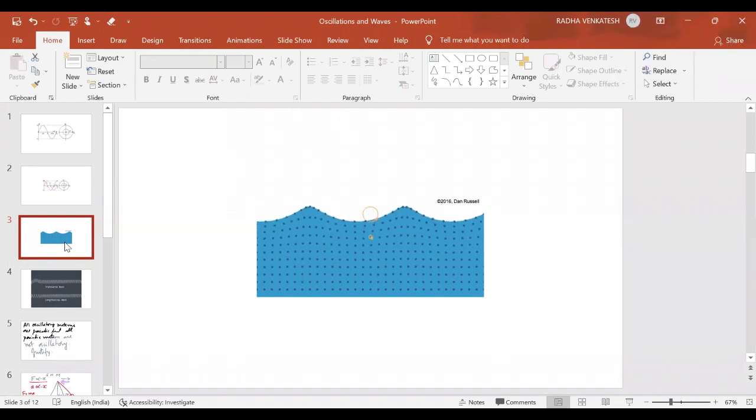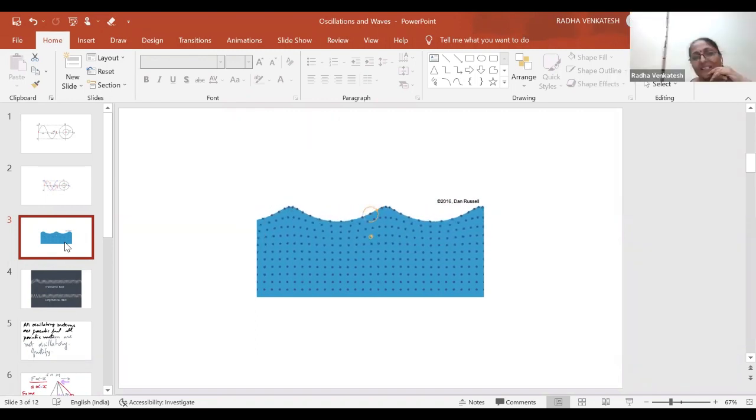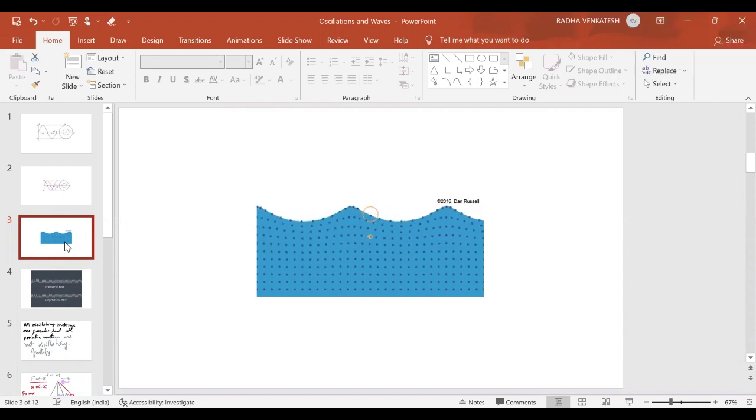Beautiful GIF, yeah. I thought it was very interesting when I went through the GIF. Actually, these are representing the wave motion on the surface of a liquid.